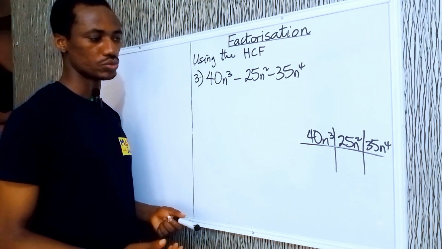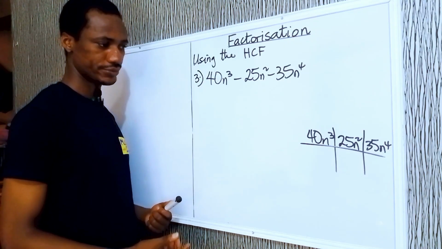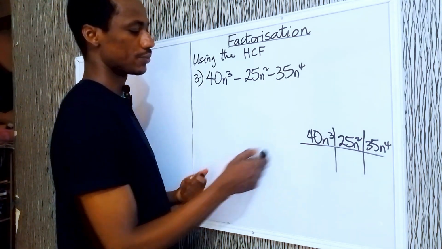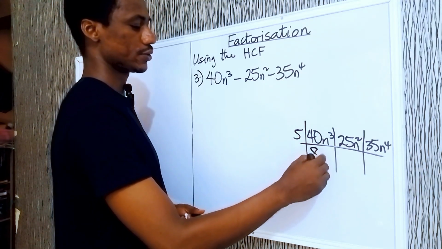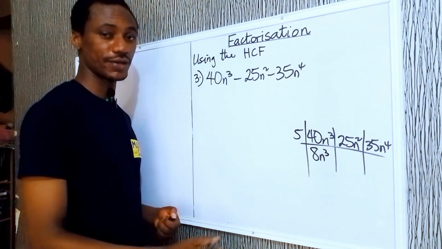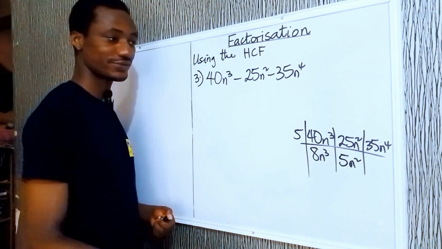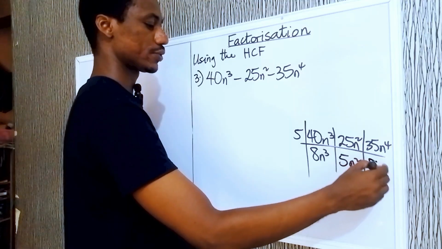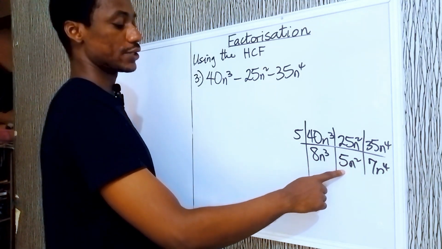2? No. 3? No. 5? Yes. Okay, so 5 in 40 is 8. 5 in 25 is 5. And then 5 in 35, 7. All right. At this point, we have 8, 5, and 7.